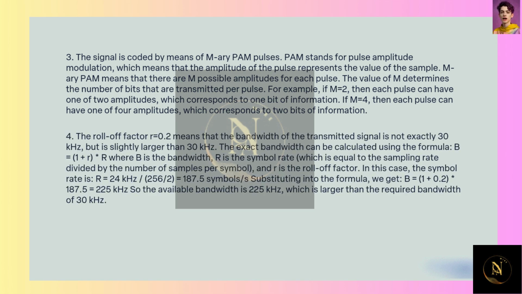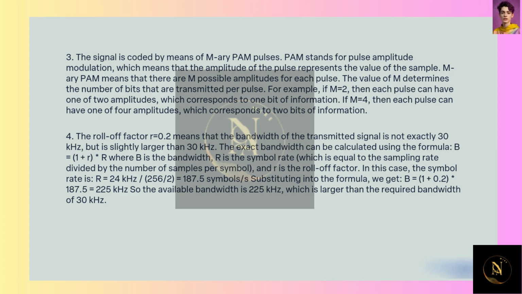4. The roll-off factor r equal to 0.2 means that the bandwidth of the transmitted signal is not exactly 30 kHz, but is slightly larger than 30 kHz. The exact bandwidth can be calculated using the formula B equal to (1 plus r) times R, where B is the bandwidth, R is the symbol rate, which is equal to the sampling rate divided by the number of samples per symbol, and r is the roll-off factor.